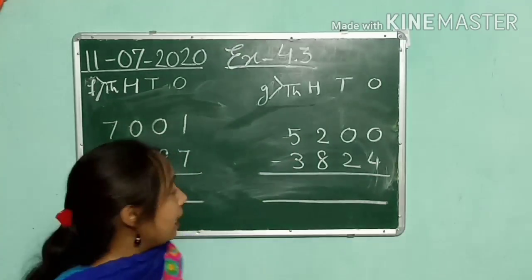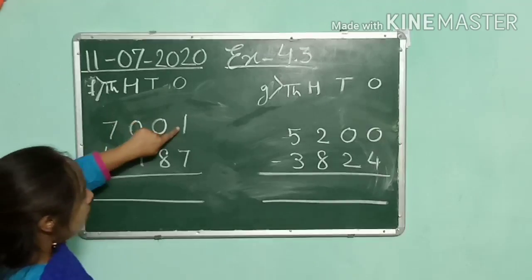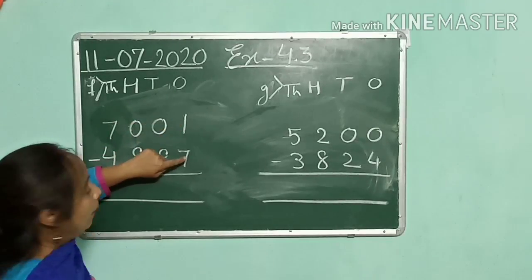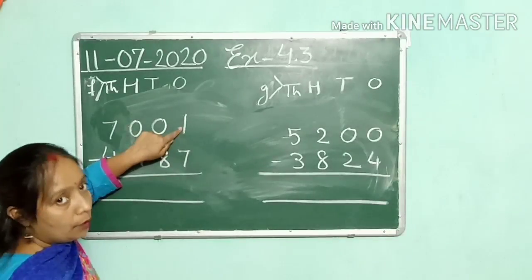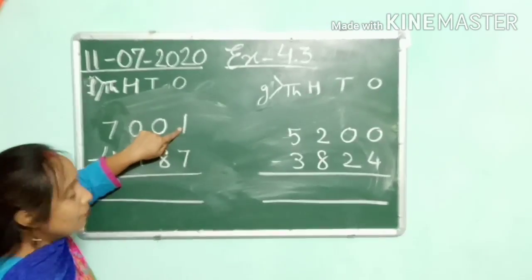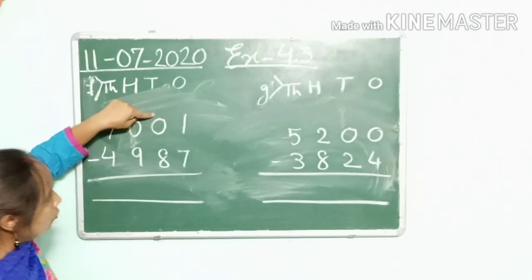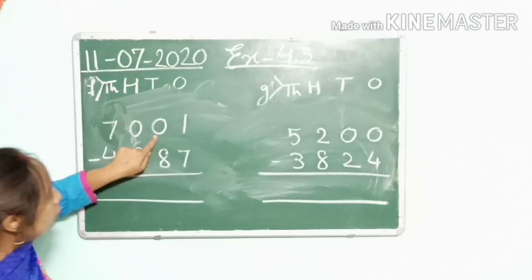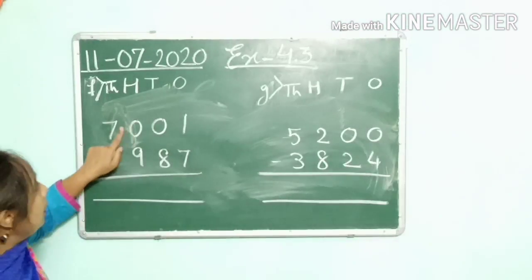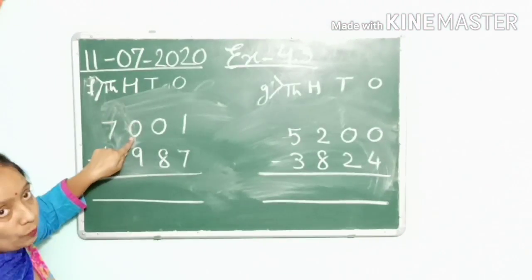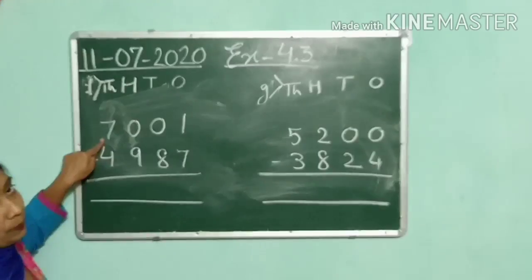Now check the digit at the ones place. Here 1 and 7. So you have to subtract 7 from 1. Is it possible? No, because 1 is smaller than 7. So 1 will borrow from this 0. It's not possible. This 0 will again borrow from this 0. Again it's not possible. Now this hundreds place 0 will borrow from this thousands place digit.